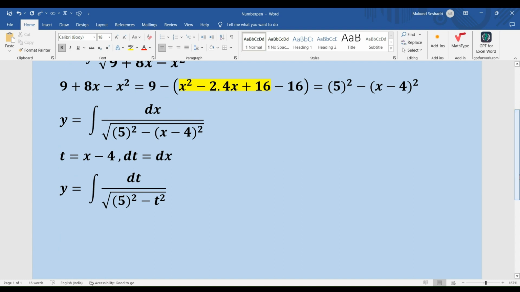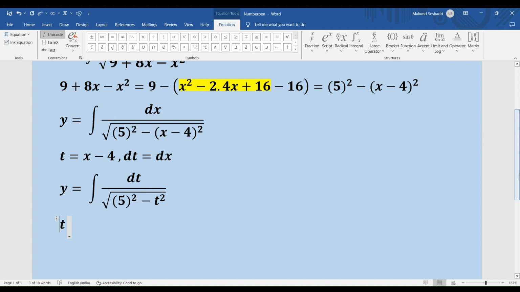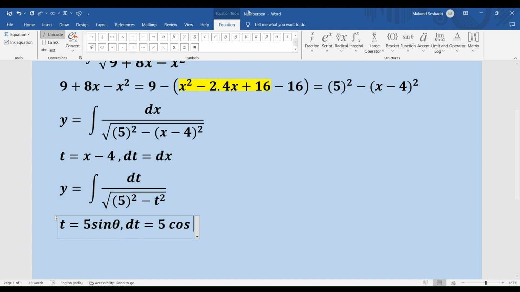Now to solve this further, we need to make one more round of substitution. And what is that? This time it is going to be a trigonometric substitution. And whenever you have integrals of this type, you need to remember the three formulas: sine square theta plus cos square theta equals 1, secant square theta minus tan square theta equals 1, and cosecant square theta minus cot square theta equals 1, right? And in this particular case, the most appropriate substitution would be t equals 5 sine theta, and which means my dt becomes equal to 5 cos theta d theta, right?